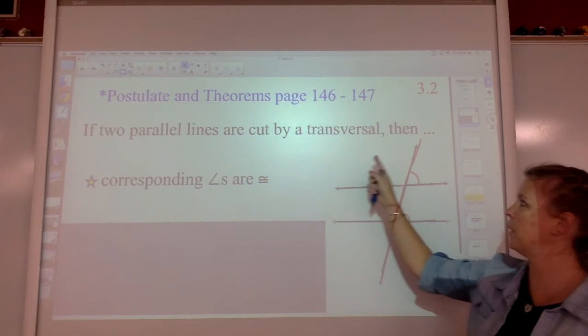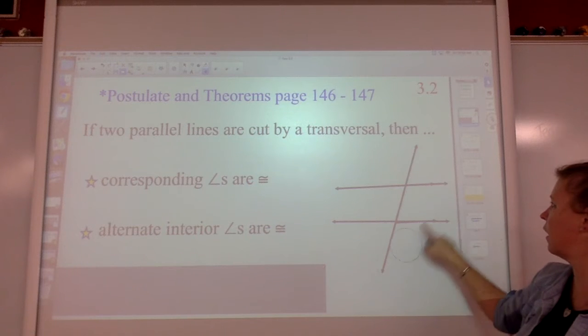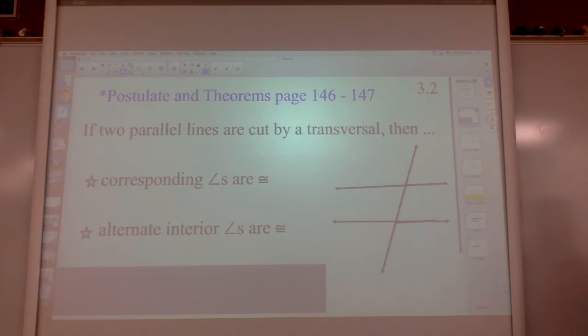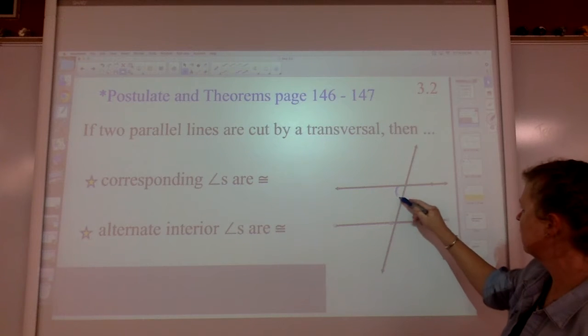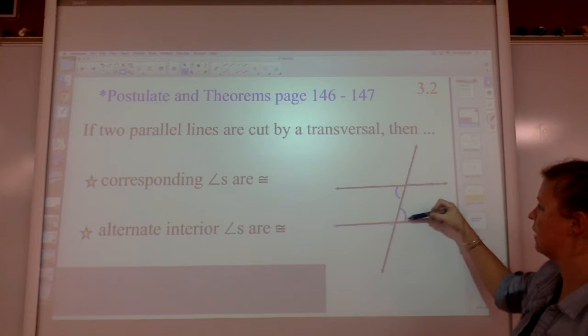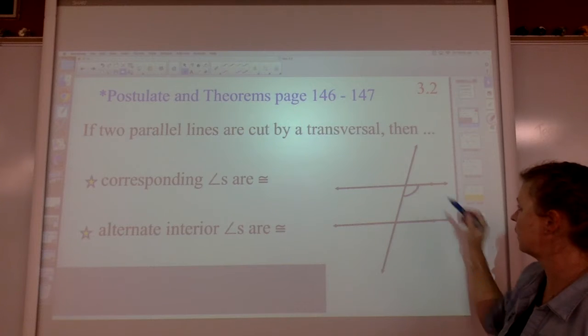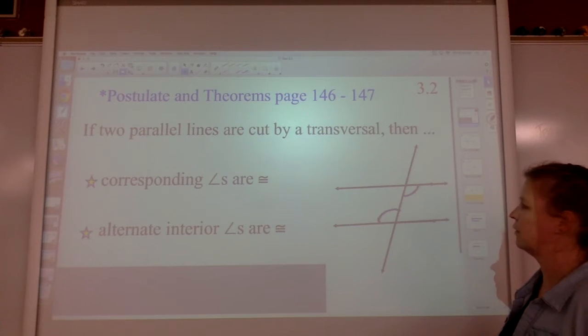Okay, next one. If two parallel lines are cut by a transversal, then alternate interior angles are also congruent. If you take a look at your alternate interior angles, let me get this back where it belongs. There we go. Alternate interior angles, go ahead and mark them on yours, would be here and here. That pair are congruent to each other. So if this is a 40-degree angle, that's a 40-degree angle. Other direction, if this is a 140-degree angle, then that is also a 140-degree angle.